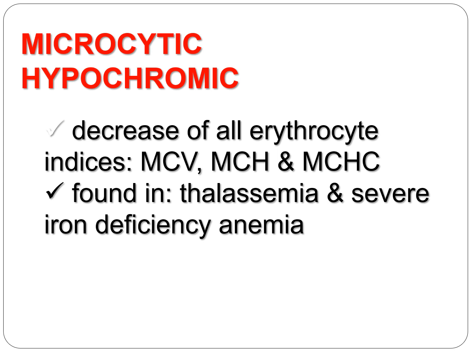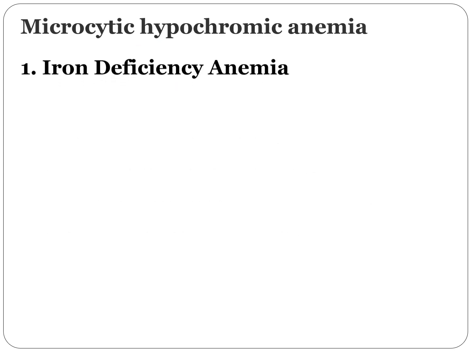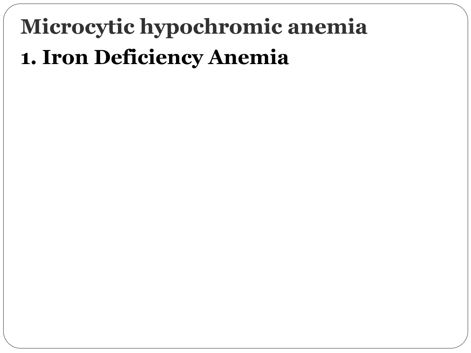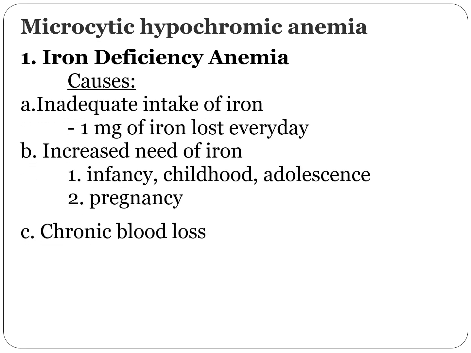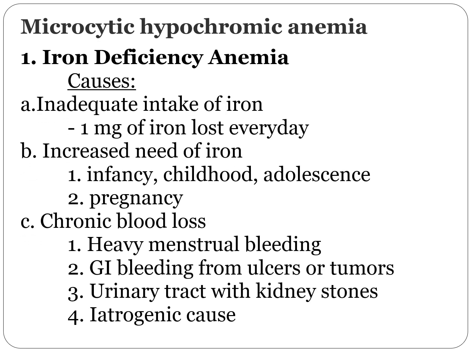So iron deficiency anemia. This is the most common cause of anemia, and we have three causes. We have the inadequate intake of iron, increased need of iron, and chronic blood loss. So these can cause iron deficiency anemia. This is the most common cause of anemia.